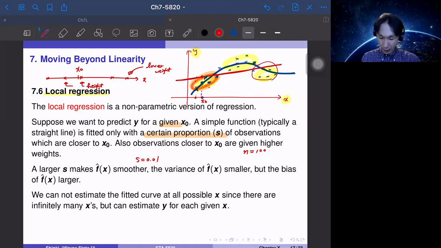And if we have s equal to 1, that means we take all observations. So that means we just fit the usual linear regression. These are the two extremes, so we should go somewhere in between. If s is small, it's more flexible, but sometimes it overfits the model. And if s is closer to 1, it's less flexible, but we have a smaller risk of overfitting.